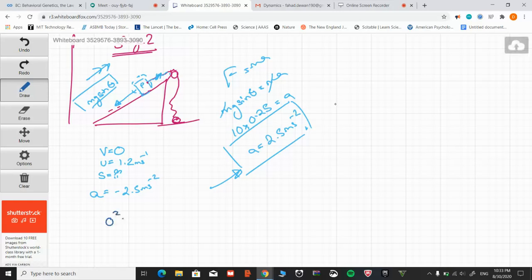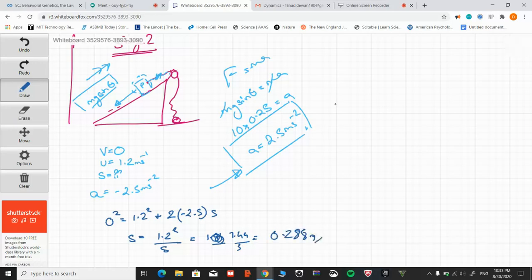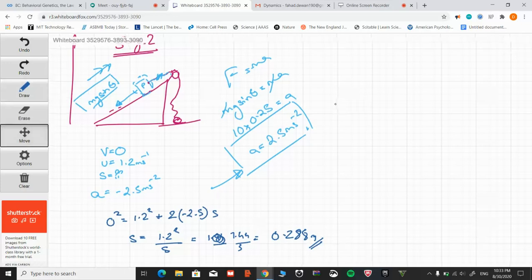So that's v square equals u square plus twice as. So use the calculator. So s equals 1.2 square divided by 5. 1.44 by 5, that is 0.288 meters. So this is the second distance.